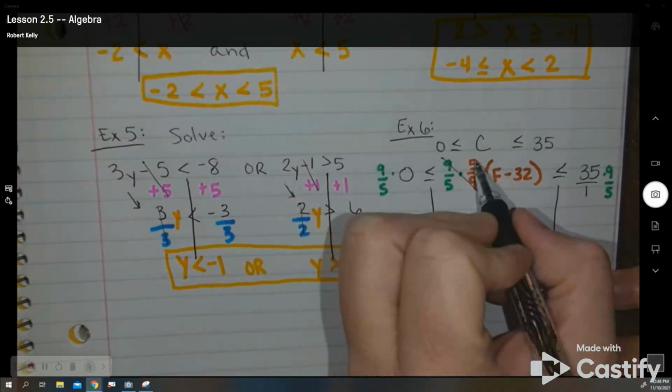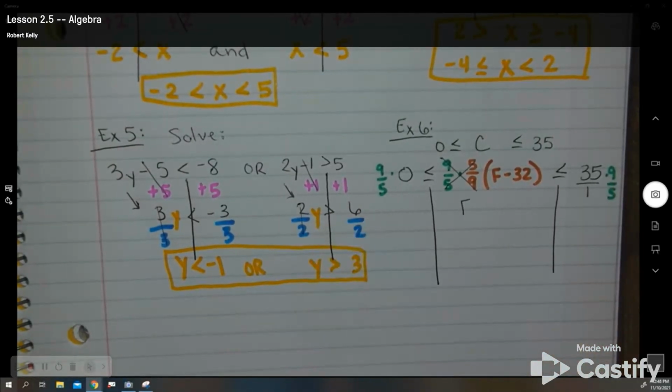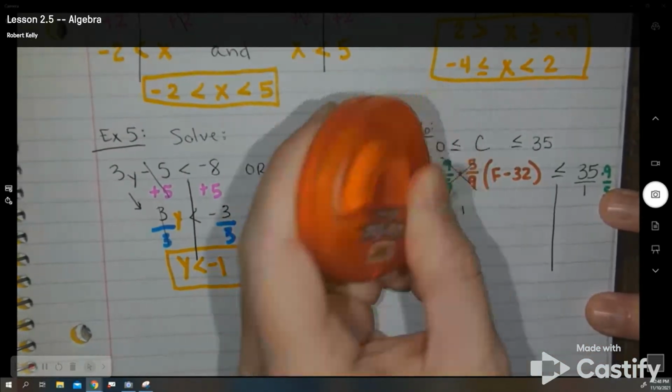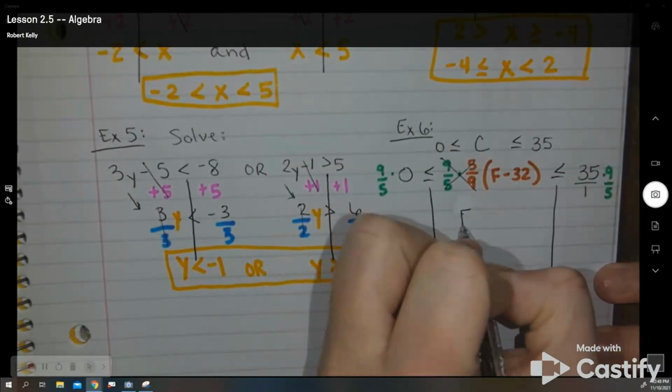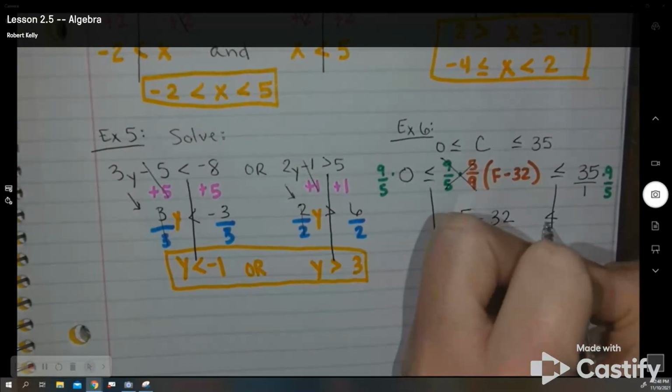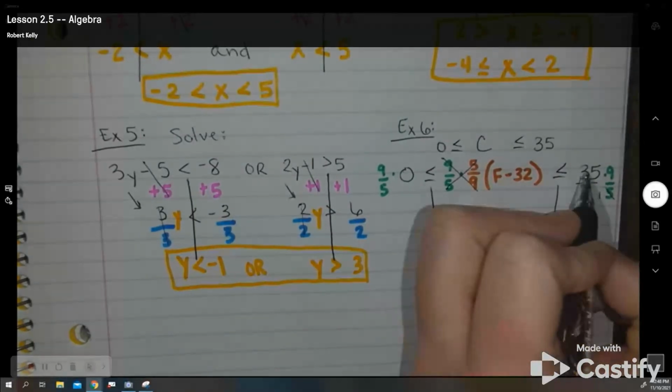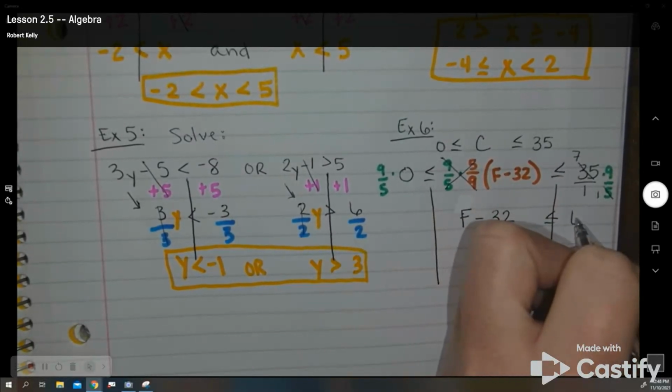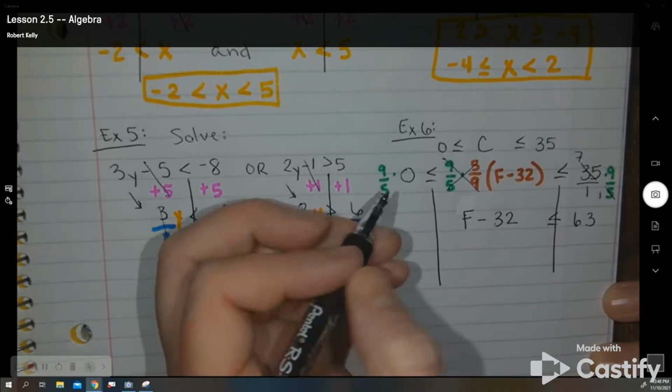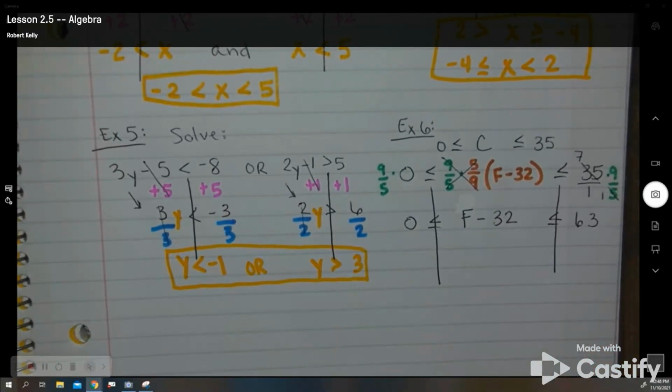All right, the 9's cross cancel, 5's cross cancel. We are left with F. Oops, I'm going to lower that down a little bit. F minus 32 in the middle. Less than or equal to, because we're multiplying by a positive. The 5 goes into 5 once, and the 35 7 times. So 7 times 9 is going to give us 63. 0 times anything is 0, so that's going to stay, and my symbol stays.